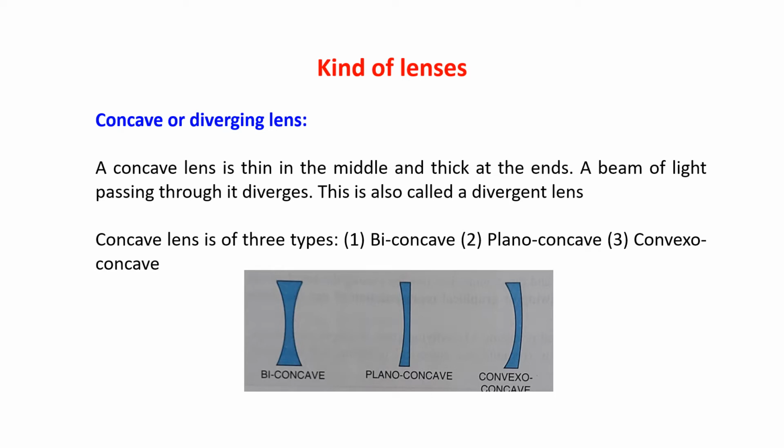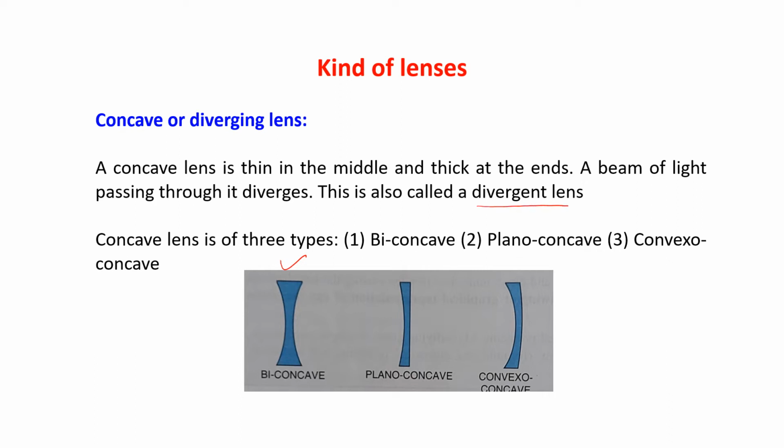Concave or diverging lens. A concave lens is thin in the middle and thick at the end. Just see this one. A beam of light passing through this concave lens, it diverges. This is called divergent lens also.